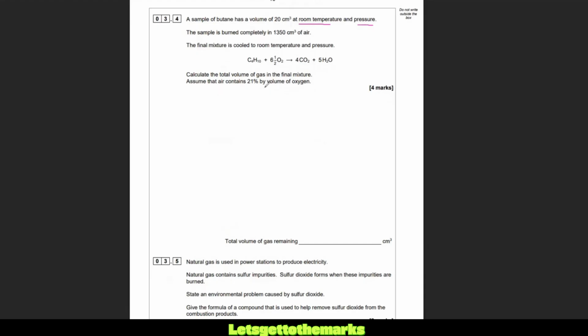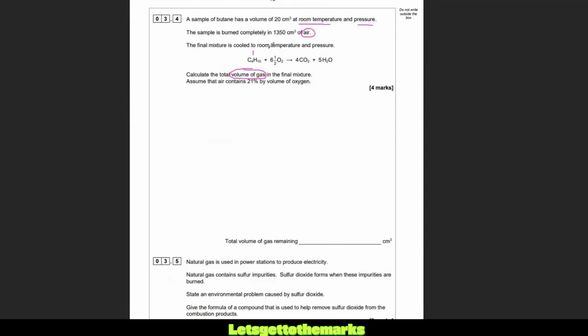So what's the actual question? Calculate the volume of gas in the final mixture. Ah, tricky. Assume that the total volume of gas. Now that means they essentially want us to calculate the volume of air and the volume of gas from the reaction mixture. Okay, 4 marks. Grab your calculator, grab a pen, grab paper, pause the video, have a go. This one's a tricky one. All right, this is quite a tricky one. So I'm going to go through it with you.